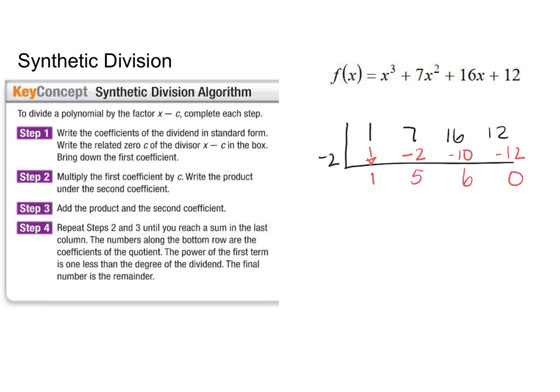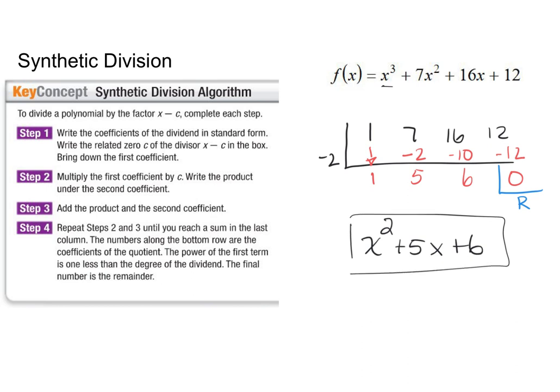My last term is my remainder in this case. And then I am going to write my answer as a polynomial. So my first term is going to be an x squared because my original was an x to the 3rd power. And my leading coefficient is 1, plus 5x plus 6. There is no remainder in this case.